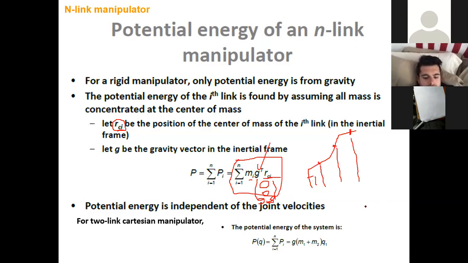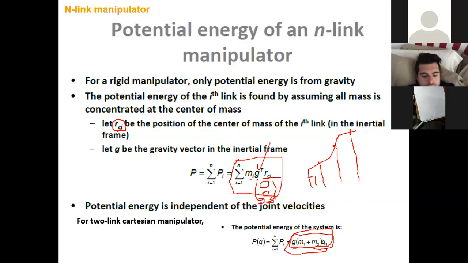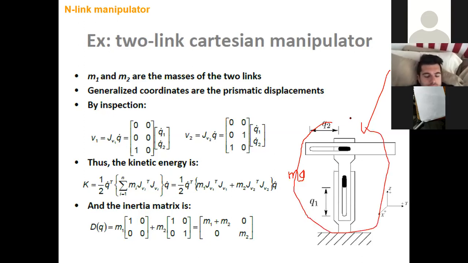Okay, so then we have two links. You can simply say h is q1 and q1, right? h is q1. That's why we have potential energy equals m1 q1 g and m2 q1 g. That's our potential energy, right? Now you can add them together. Now we found the potential energy and kinetic energy of this robot. Okay.